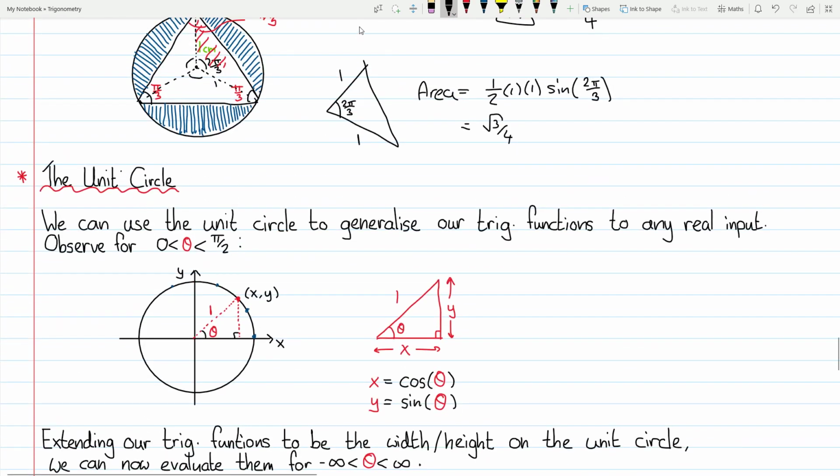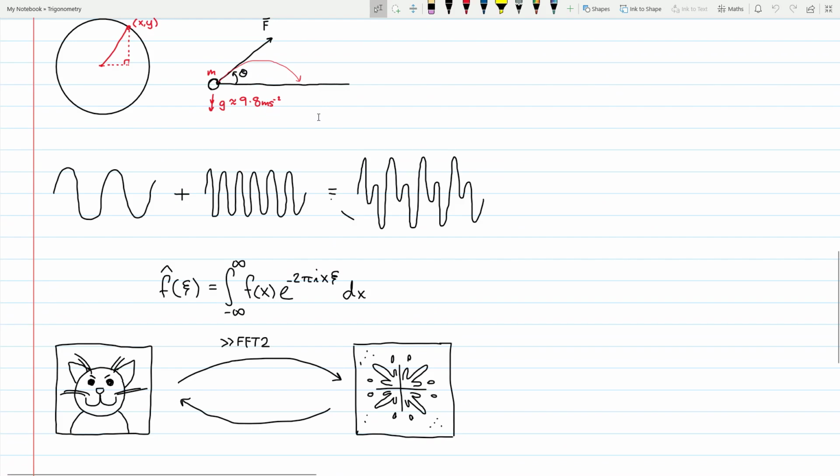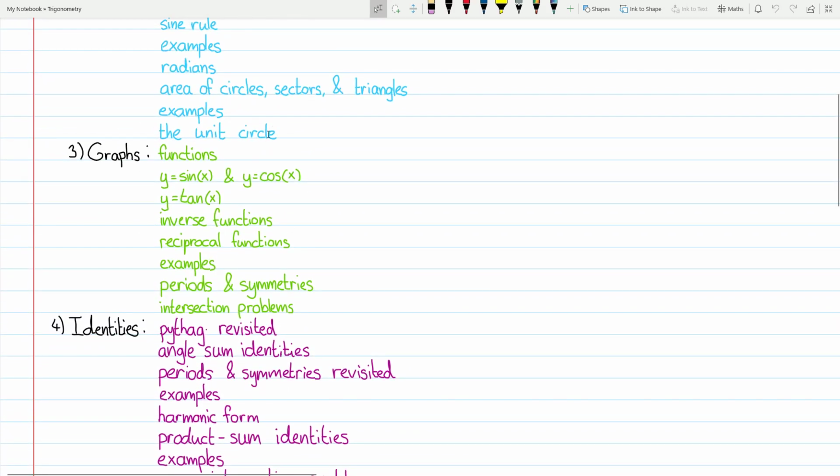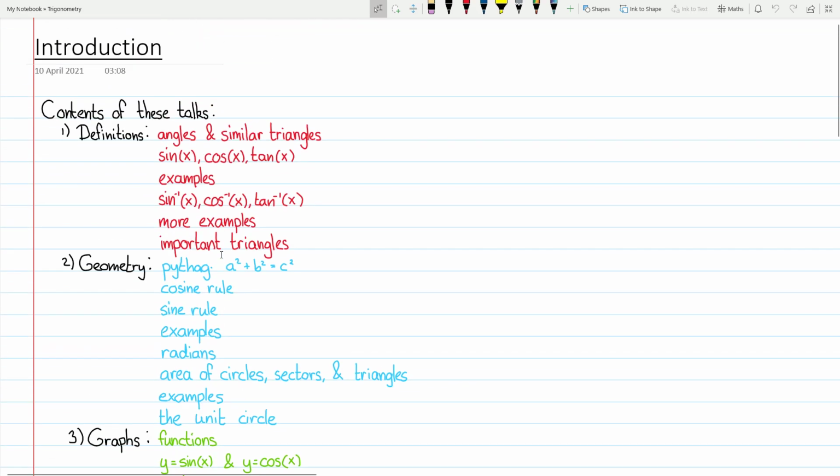When we get to graphs, I will do a brief summary of the unit circle. I just wanted to finish off by generalizing the trig functions for any angles between negative infinity and infinity, not just interior angles of a triangle. So the unit circle is quite a nice way to do that. And that ends the geometry section of these lectures. I apologize for going over time.